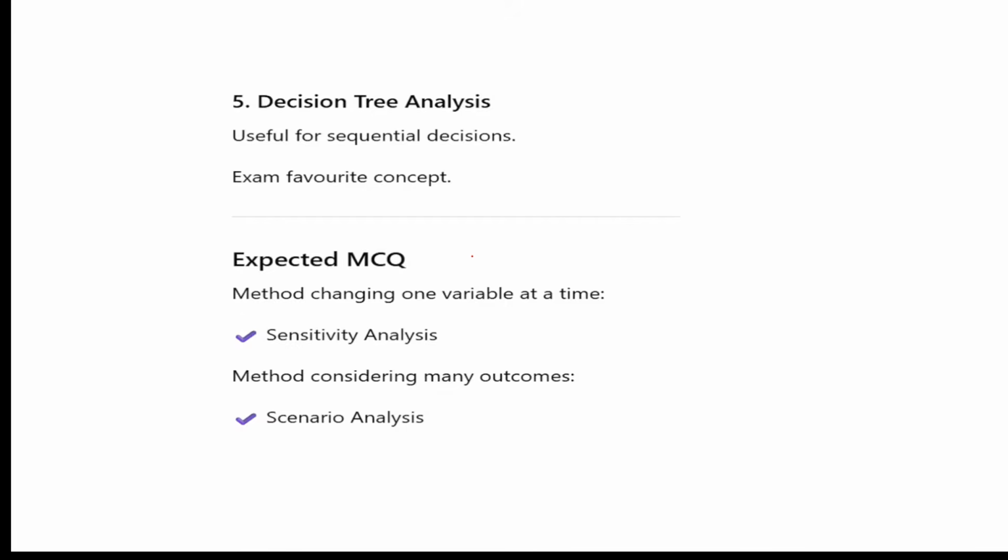Then you have decision tree analysis. What is it useful for? It is useful for sequential decisions. This is one of the most important concepts for your exam. So if they ask you where decision tree analysis is used, it is when you have multiple options. So what will you do first and what will be the sequence of it, right? Sensitivity analysis and scenario analysis, I have told you: when you have one variable changing at a time, it is sensitivity. When you have multiple outcomes, it is scenario.